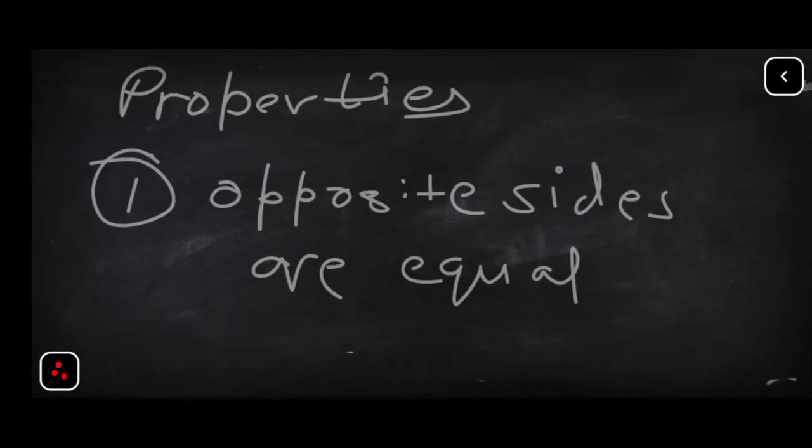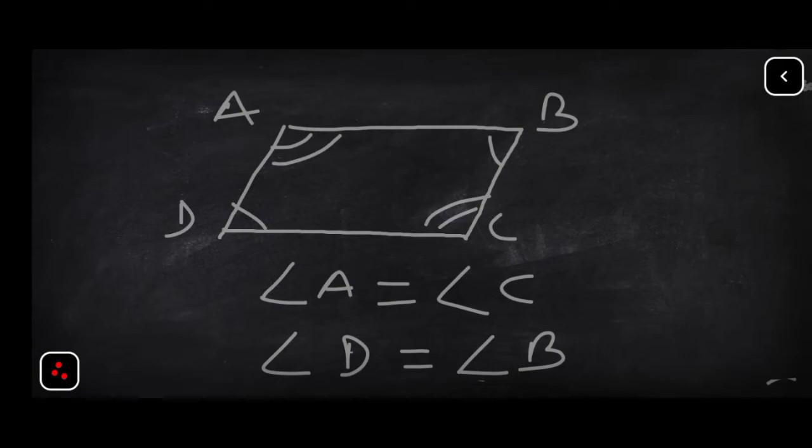Now there are some properties of parallelograms. First one, the opposite sides are equal. Second one is that the opposite angles of a parallelogram are of equal measure. So the figure is a parallelogram where opposite angles A and C and opposite angles B and D are both equal to each other. Angle A is equal to angle C and angle B is equal to angle D. So this is the second property.